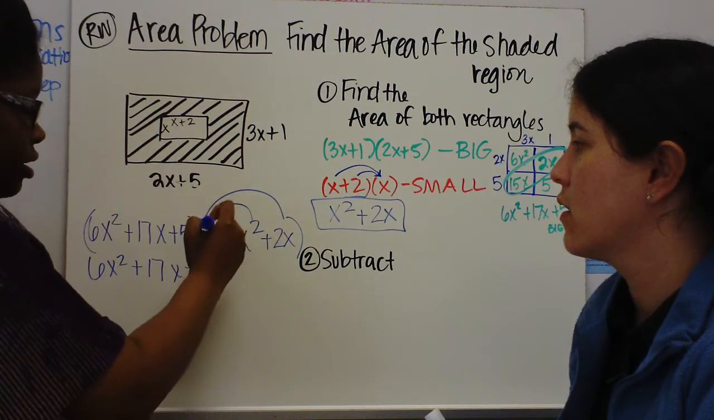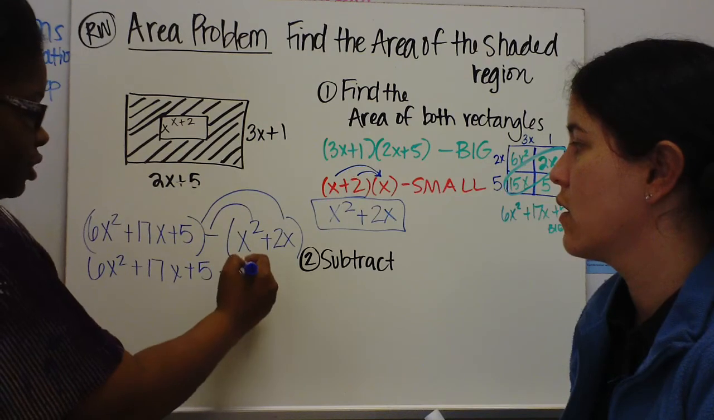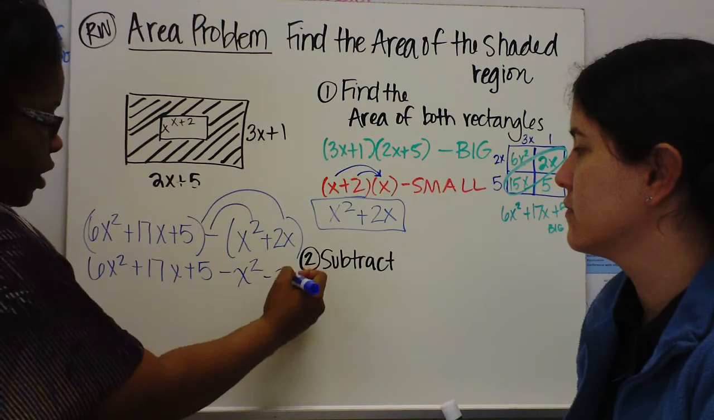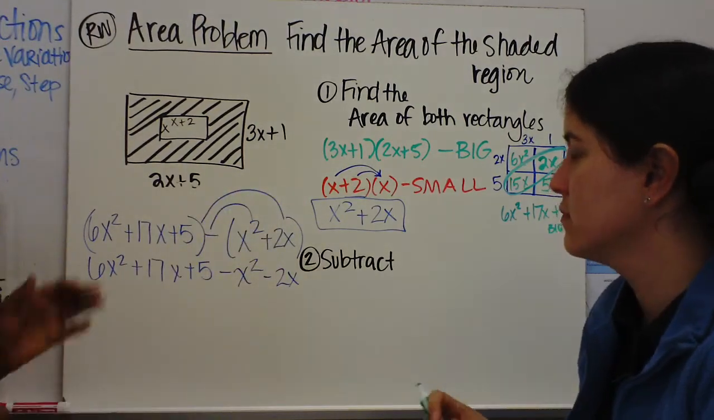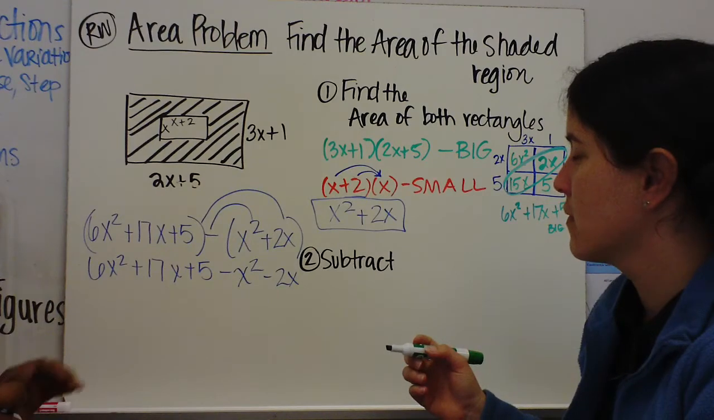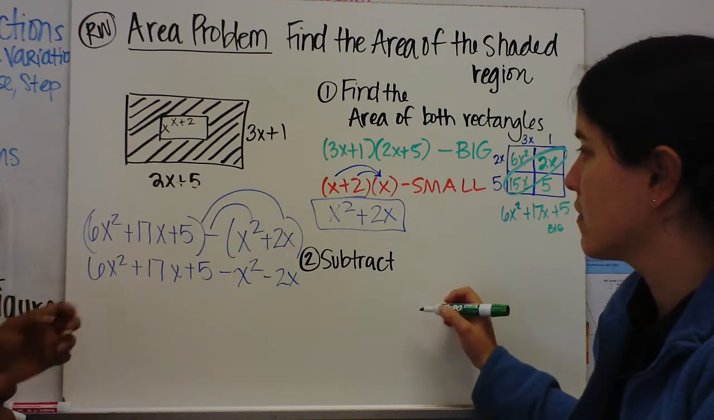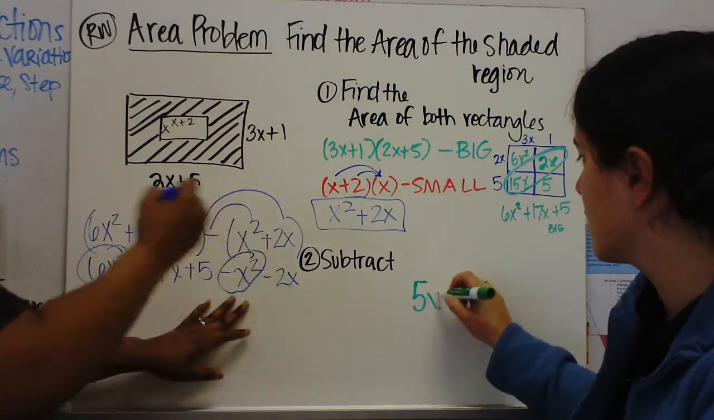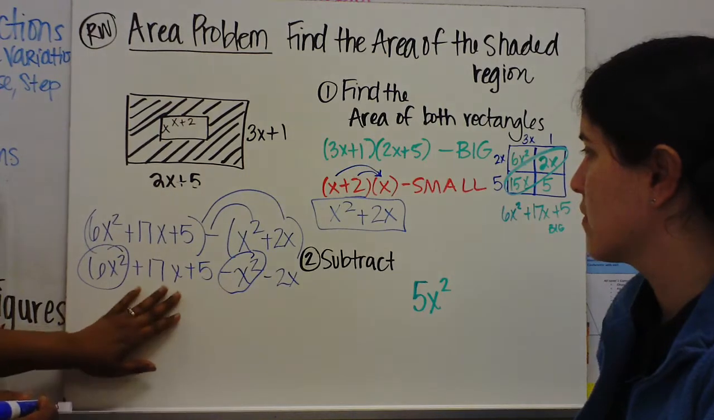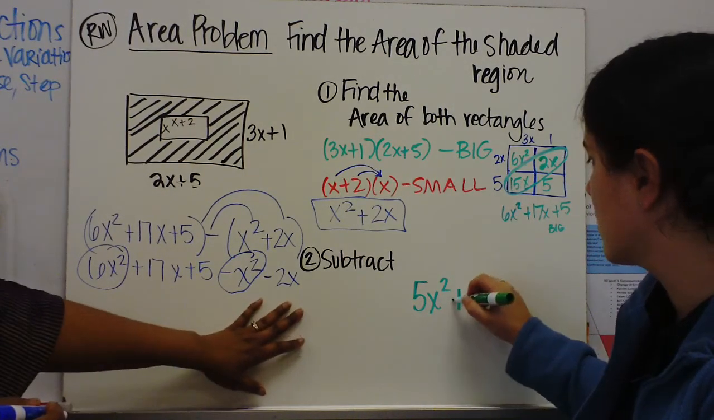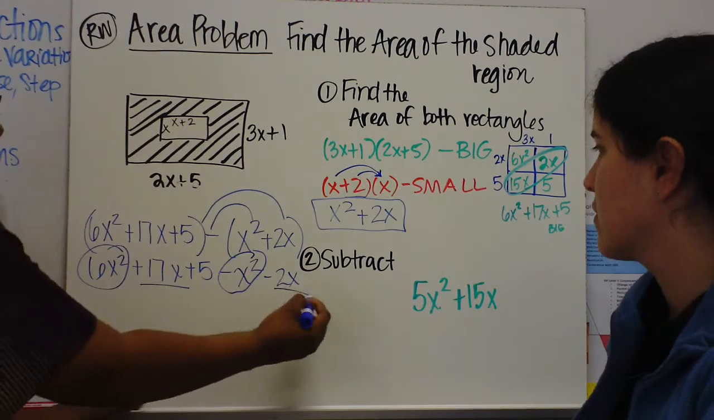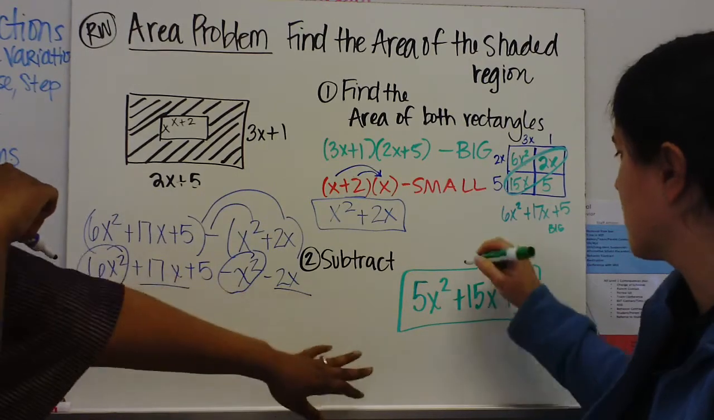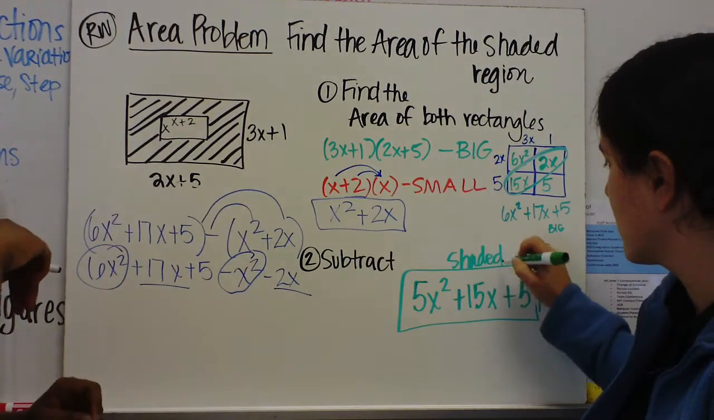You don't have to do this. So minus times a positive would change that to negative x squared, and then negative times positive would be minus 2x. So I just distributed the negative to everything in that second parenthesis. Now all you have to do is combine your like terms. So 6x squared minus x squared would be 5x squared, and then I have 17x minus 2x, which would be 15x, and then the plus 5 doesn't have anything, so it's just plus 5. So the area of the shaded region is 5x squared plus 15x plus 5.